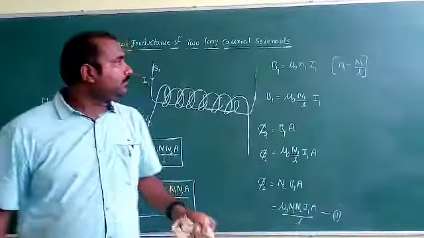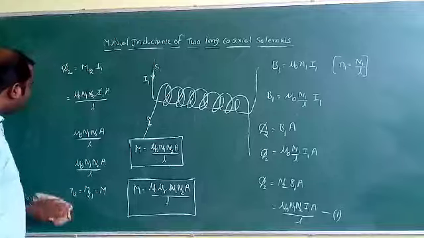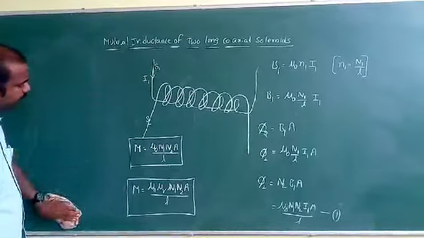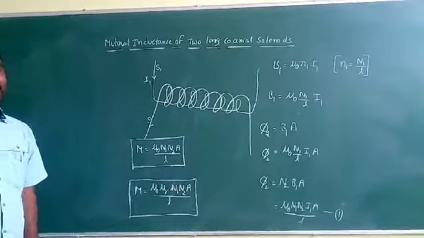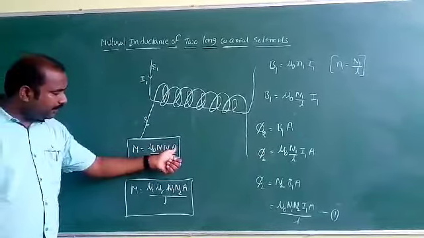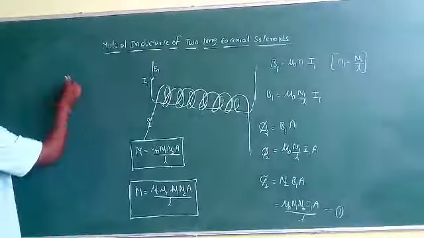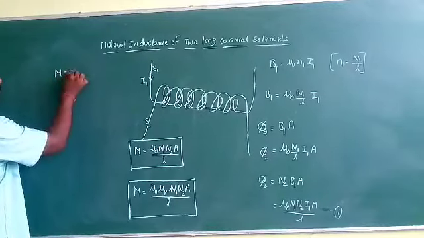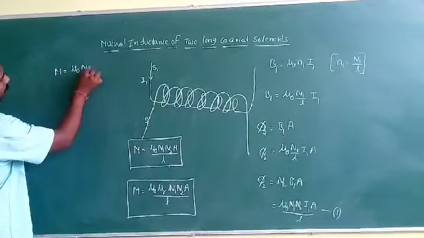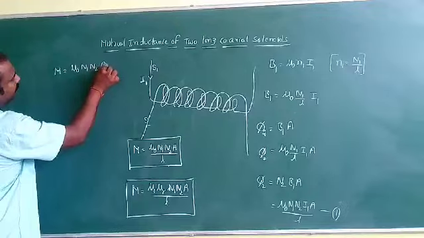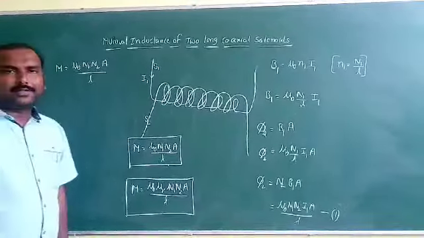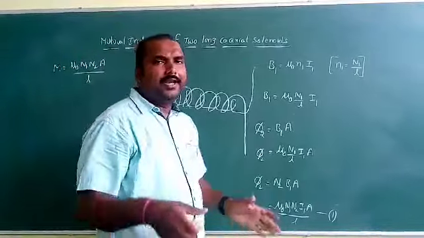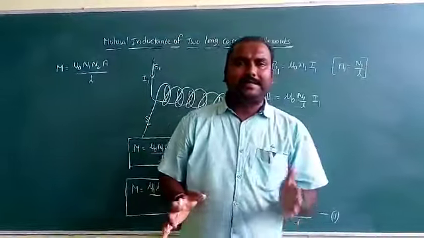Now, name the factors on which mutual inductance depends. You see the equation, M is equal to mu naught N1 N2 A by L. This question was already asked in a previous examination: name the factors on which mutual inductance depends.